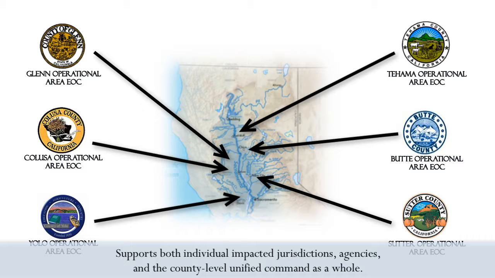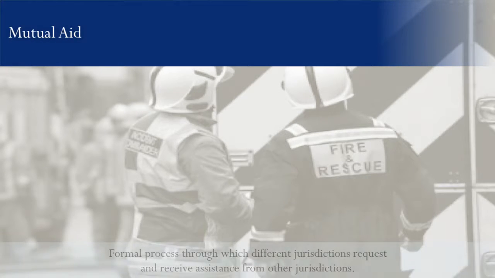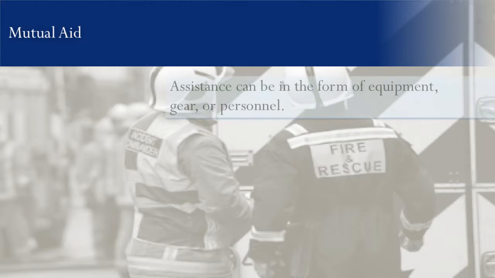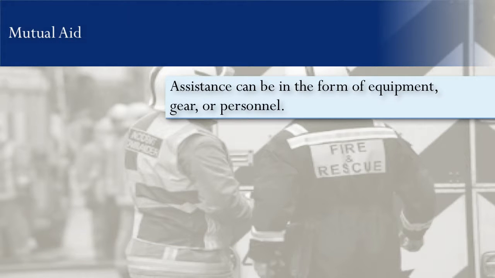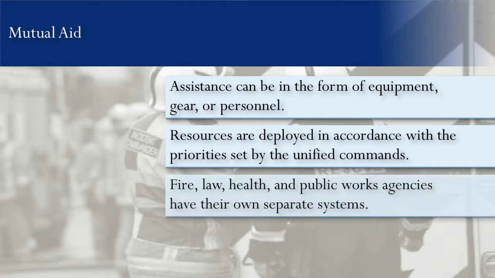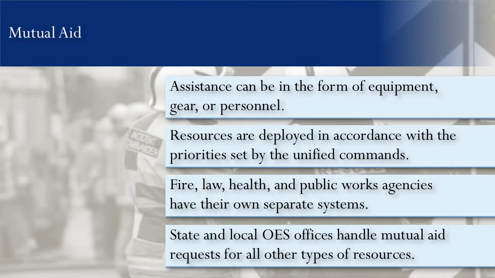An important element of these regional coordination systems is mutual aid. Mutual aid is the formal process through which different jurisdictions request and receive assistance from other jurisdictions. Assistance can be in the form of equipment, gear, or personnel. Mutual aid systems acquire and deploy resources in accordance with the priorities set by the unified commands and operational areas. Fire, law, health, and public works agencies have their own separate systems, while local and state OES offices handle mutual aid requests for all other types of resources.